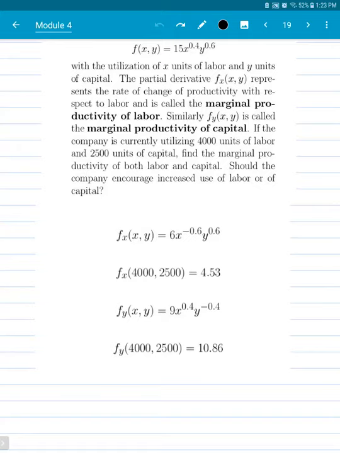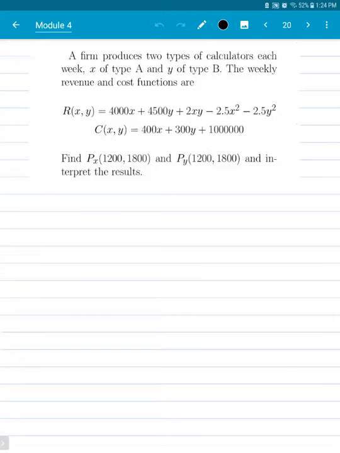Now, in the long tests, not all problems are finding partial derivatives. There will be, they call this, applications, and those applications may not necessarily be the ones discussed in class. Okay, let's have one last example here. Let's read. A firm produces two types of calculators each week, X of type A, Y of type B. So this time, the unit is the number of calculators. One unit would mean one calculator, depending on the type.